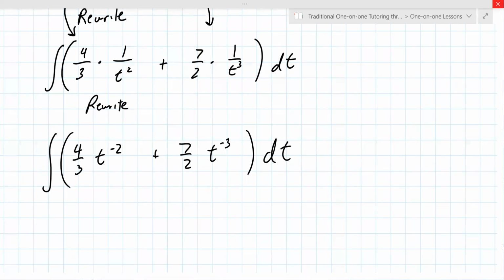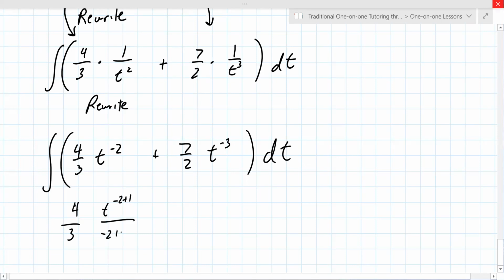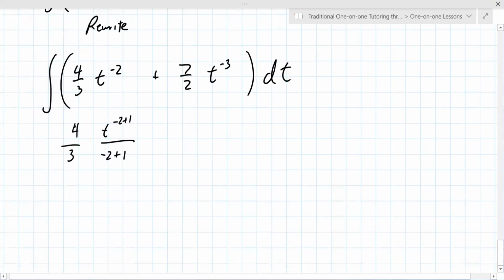So do I still have to flip it? The 4/3 multiplying. No, the 4/3 will stay. So this becomes 4/3 out in front, t minus 2 plus 1 over minus 2 plus 1. That's it? Well, we have to simplify, but you either have to write it this way or you have to simplify as you go.